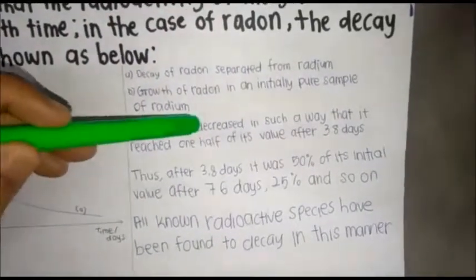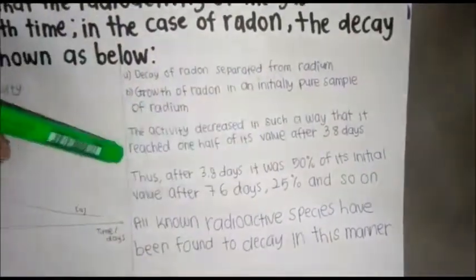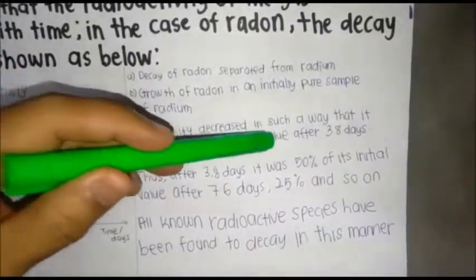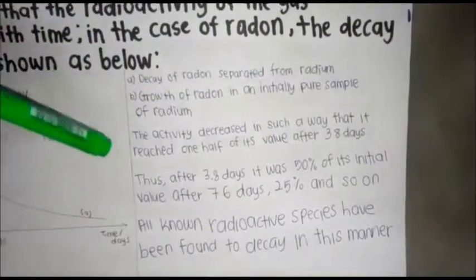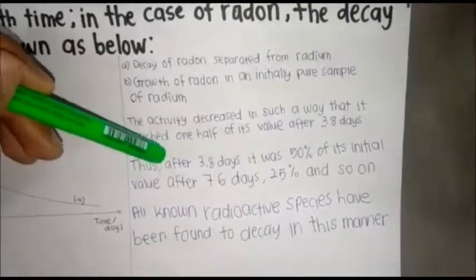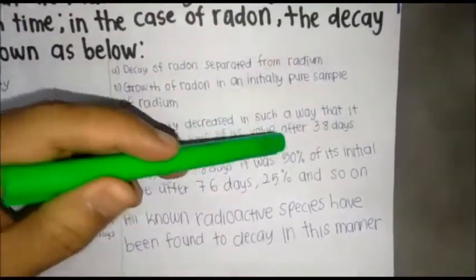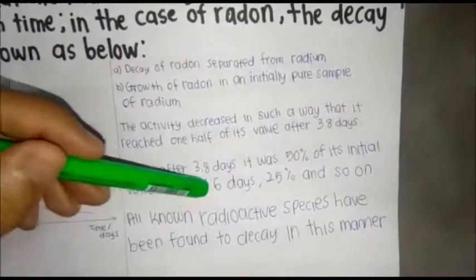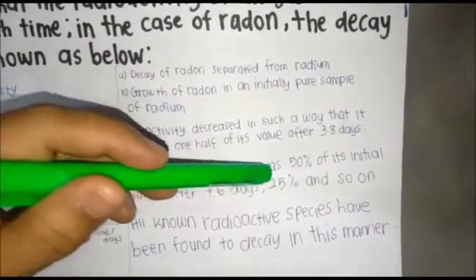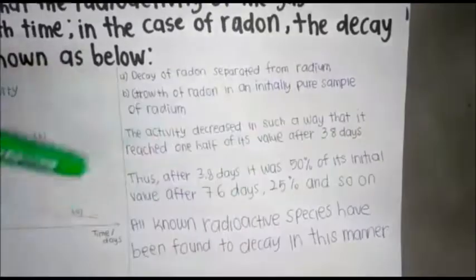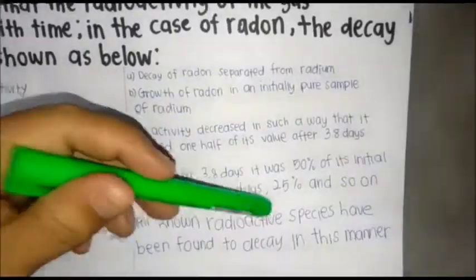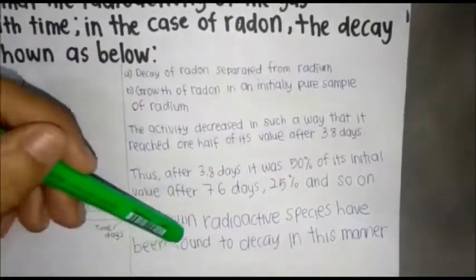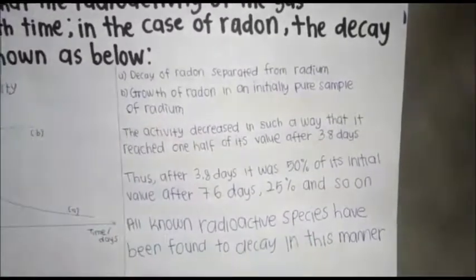The activity decreased in such a way that it reached 1/2 of its value after 3.8 days. Thus, after 3.8 days, it was 50% of its initial value. After 7.6 days, 25%, and so on. All known radioactive species have been found to decay in this manner.